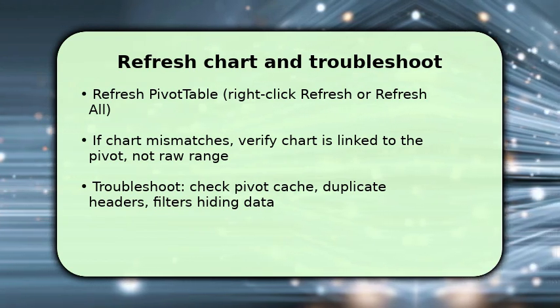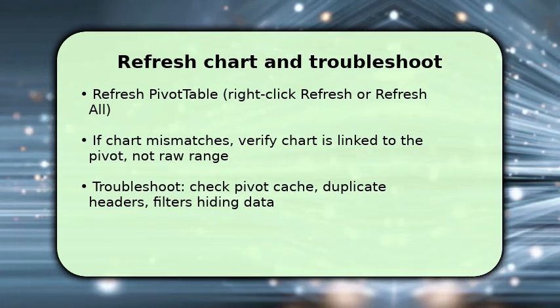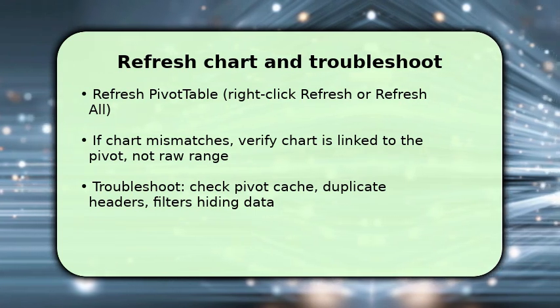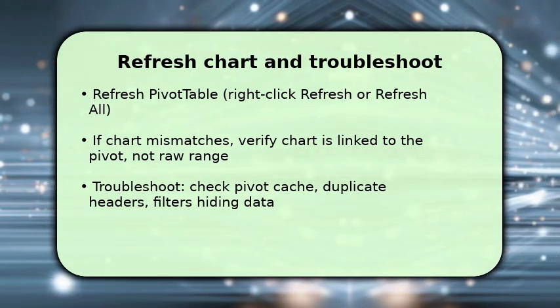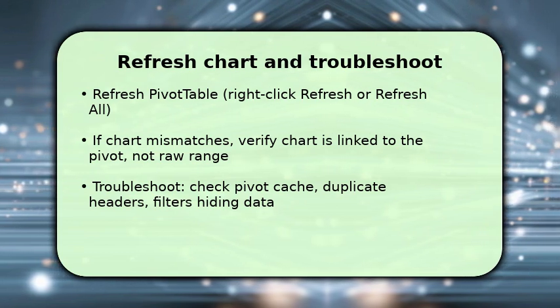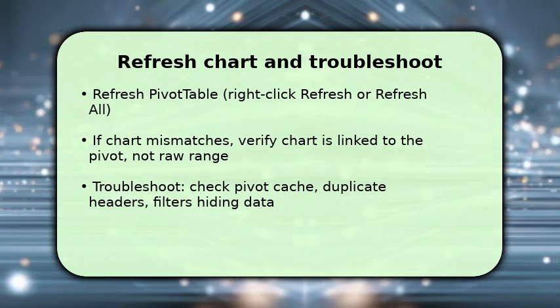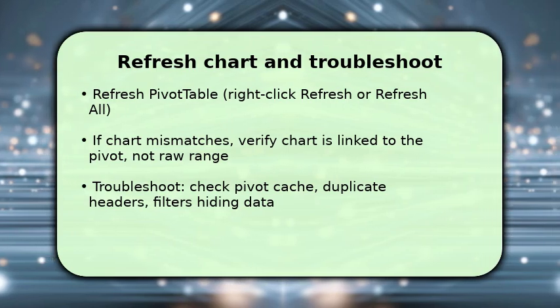and verify there are no duplicate or blank headers. If things still fail, recreate the pivot cache by copying data to a new workbook and rebuilding the pivot. This clears lingering issues.